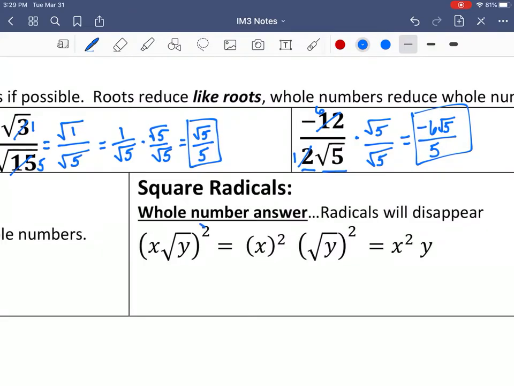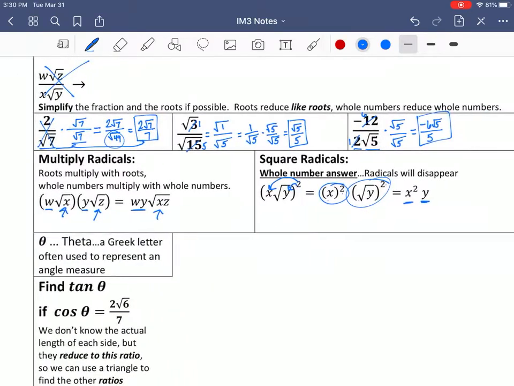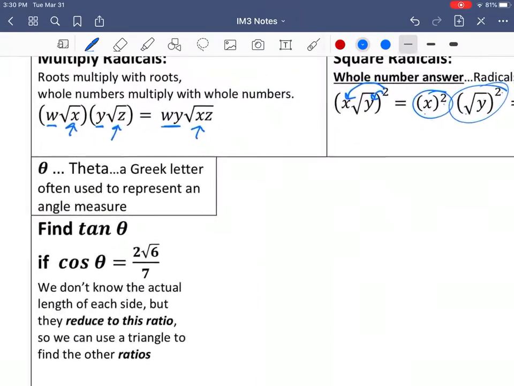When you square a radical, you have to square both the number in front and the radical itself. So there's squaring the number in front. There's squaring the radical itself. X squared shows up like that. And when you square a radical, it gets rid of the radical, leaving you with just y. So those are just a couple radical rules, and you'll see them as they go.